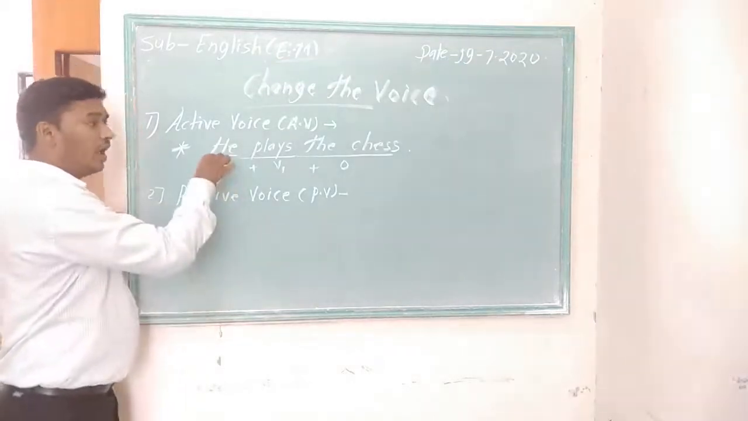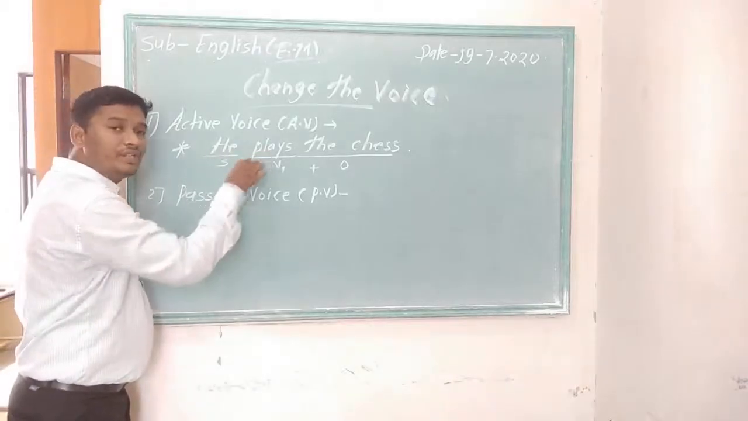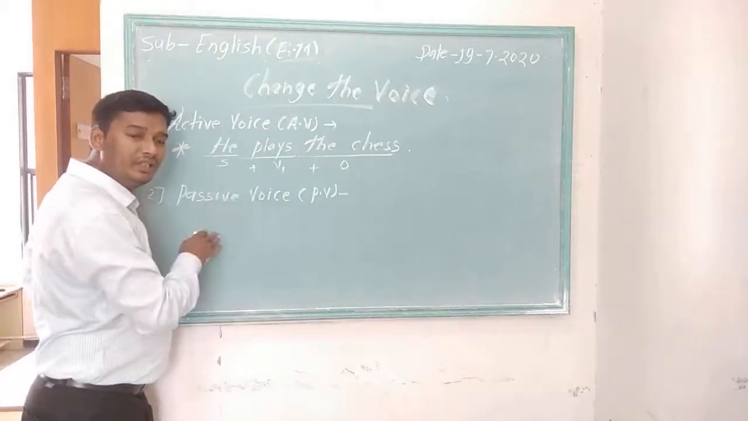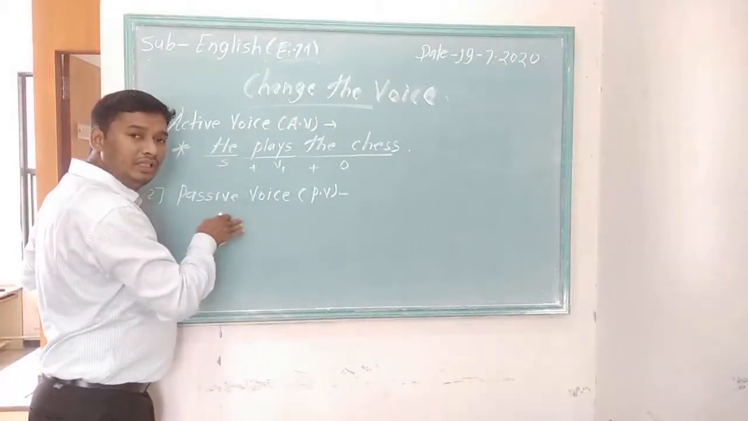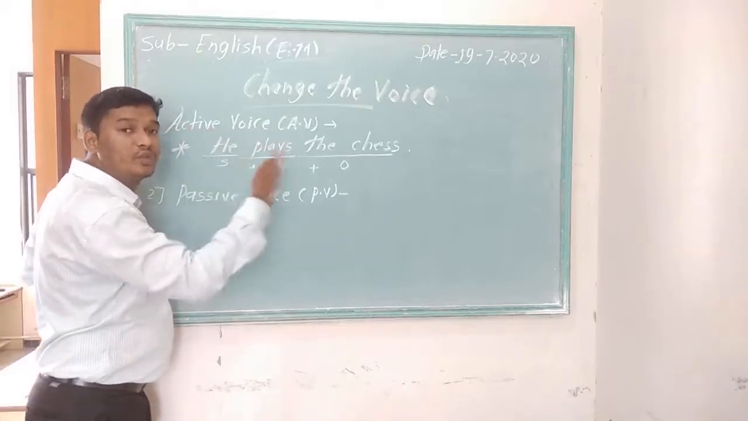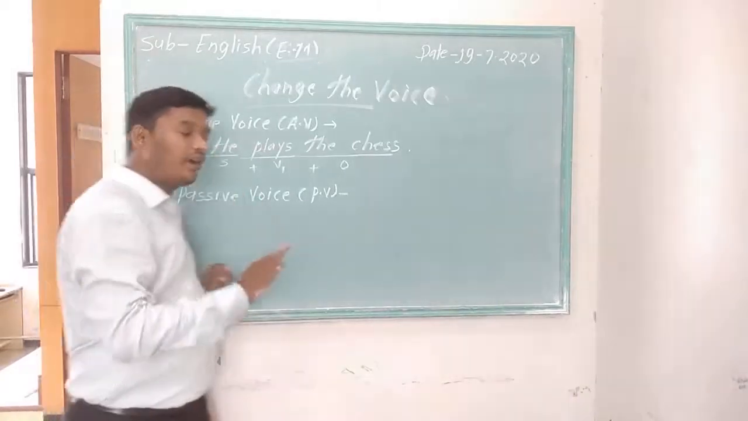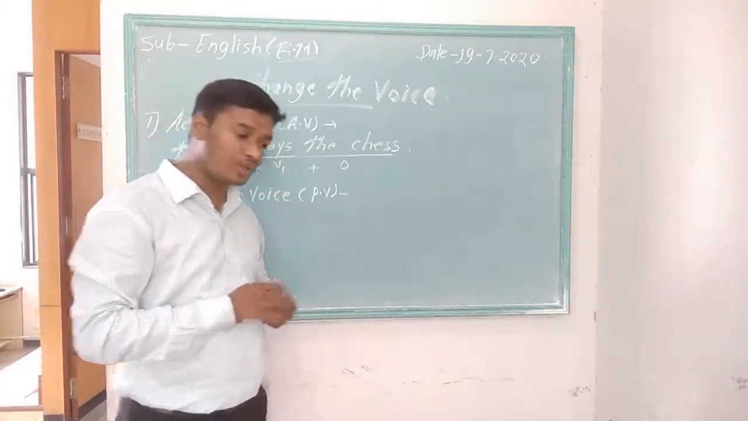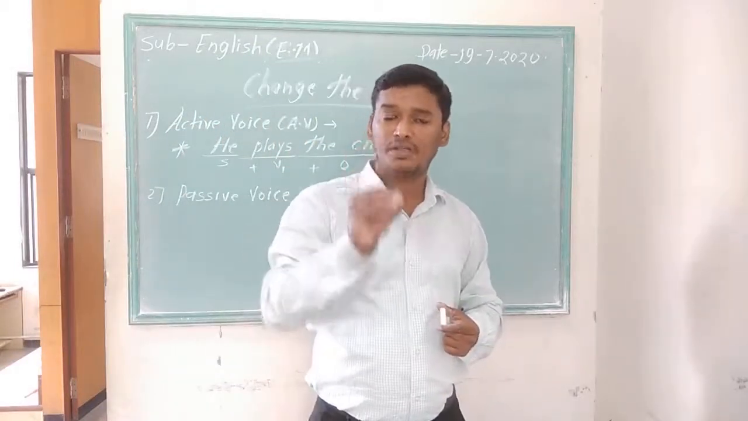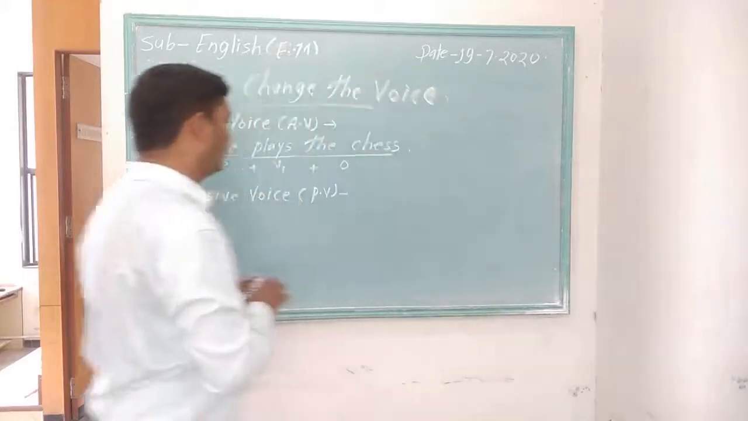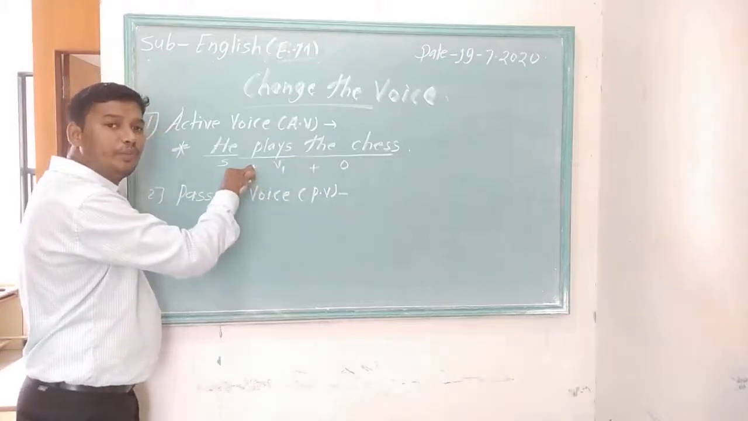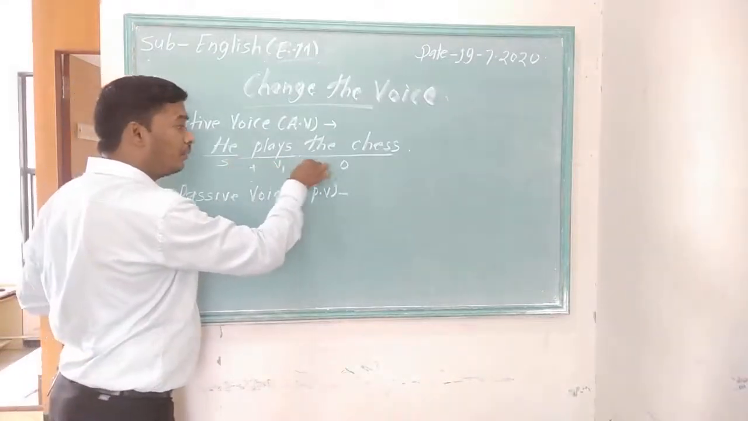Now I am converting this active voice into passive voice. What are the rules? I have to give all the rules in order. Just listen here also. First rule is you have to identify the tense of the given sentence. It is very important. So I have taught you the first topic, tense. You must know the tense of the given sentence. I have written here S plus V1 plus O. It is the structure of simple present.